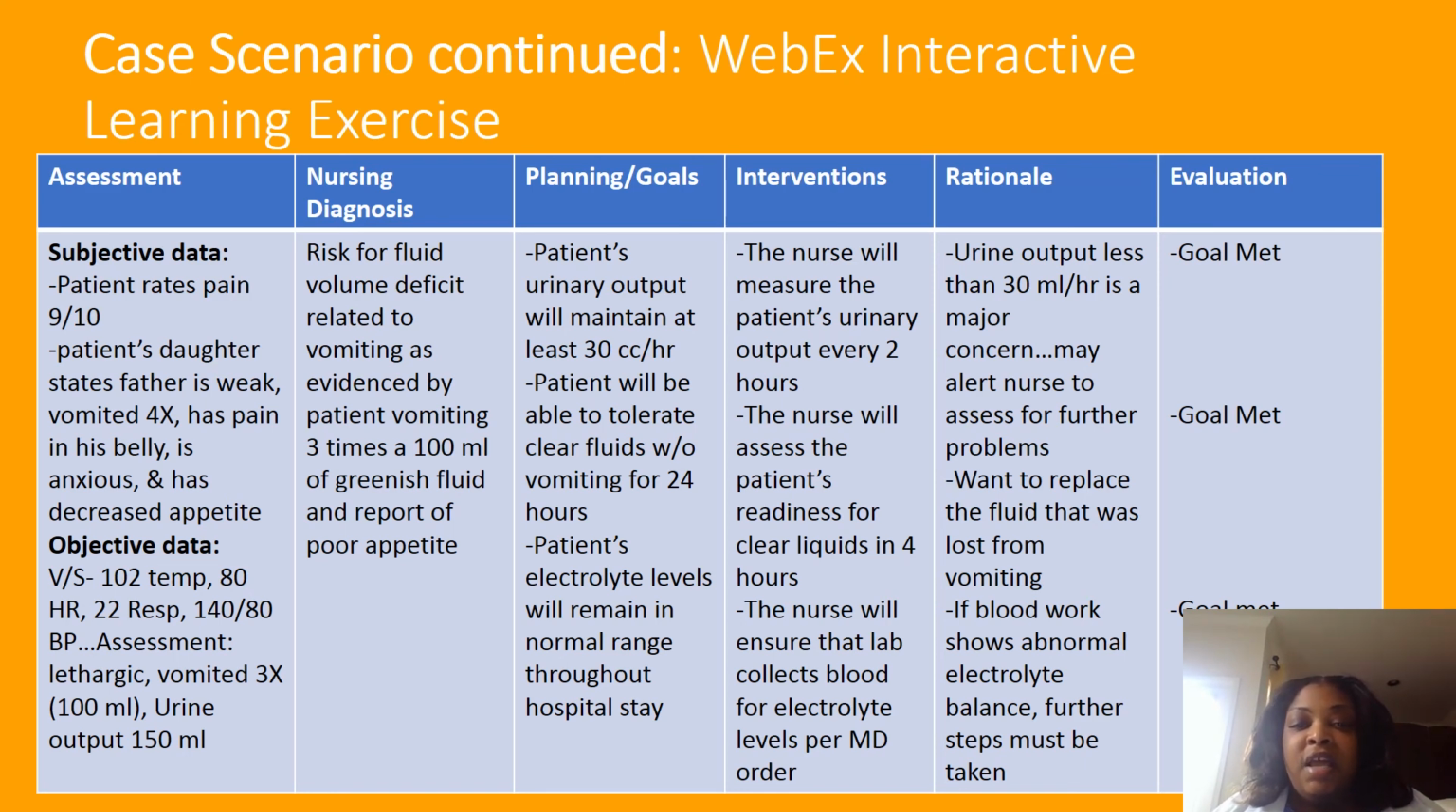The second rationale, you want to replace the fluid that was lost from vomiting. So that's why the nurse will assess the patient's readiness for clear liquids in 4 hours. And third, if the blood work shows a normal electrolyte balance, further steps may be taken. So that's why it's important that the nurse ensure that lab collects blood for electrolyte levels per MD order.